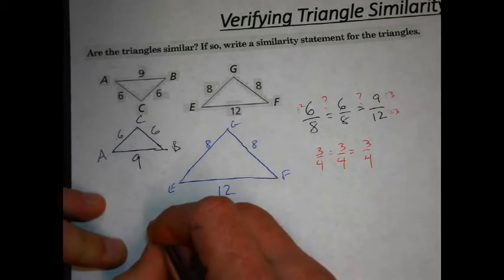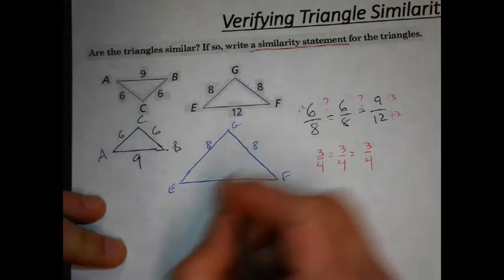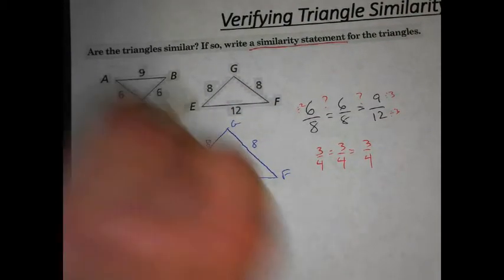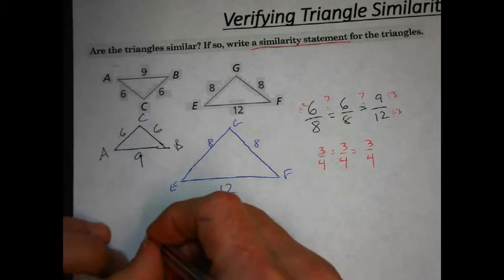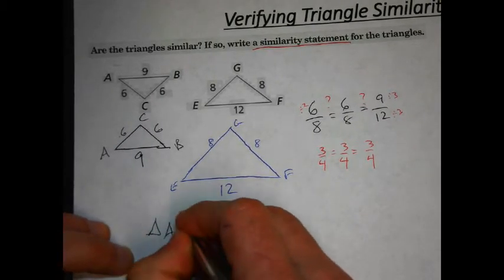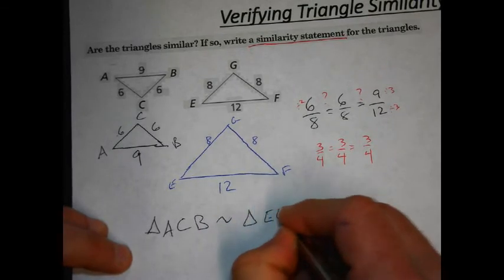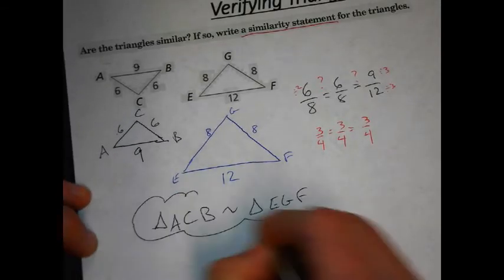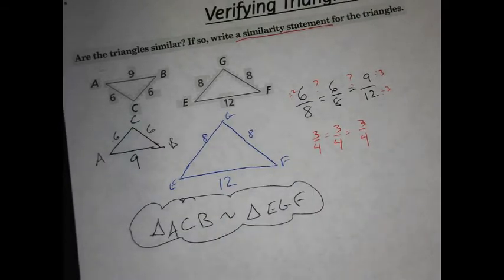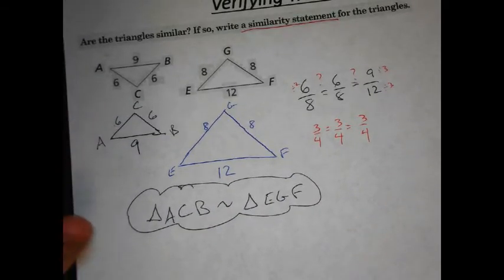So yes, these are similar, but we have to write the similarity statement. What is similar to what? So we have to make sure we're labeling our triangles correctly. Triangle ACB would be similar to triangle EGF in my case. And would it matter if those were backwards? No, because they're isosceles, but whatever, not the point.